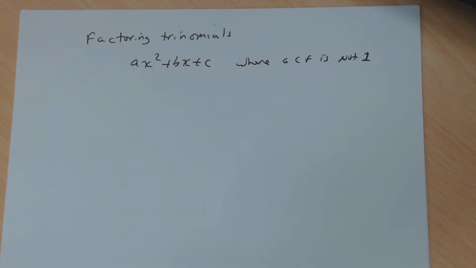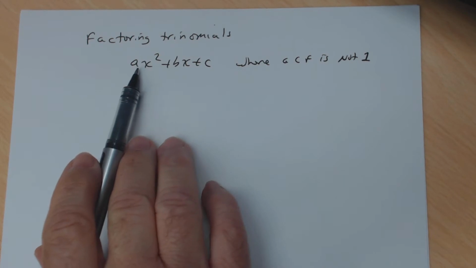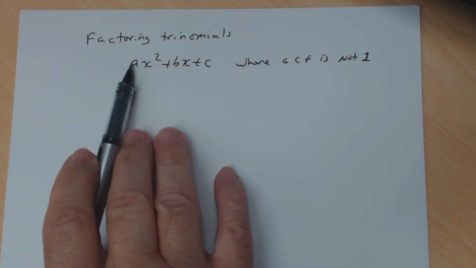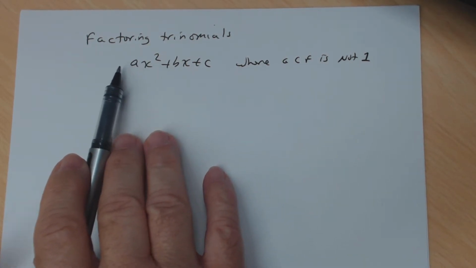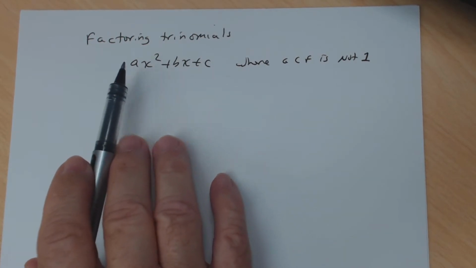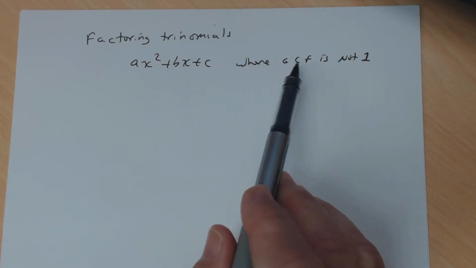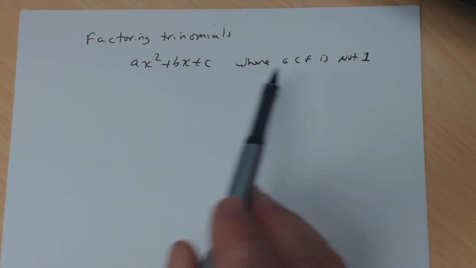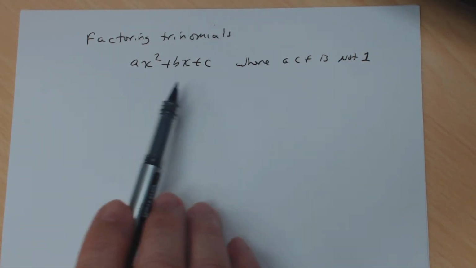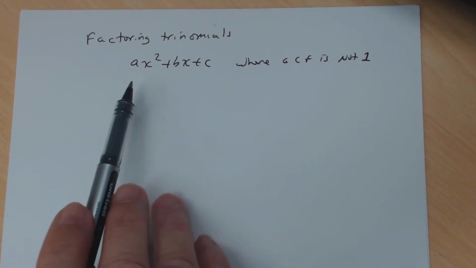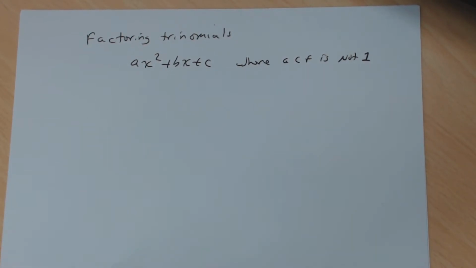Okay, so we're going to factor trinomials where the leading coefficient again is not 1. But in the previous two lessons, the GCF was 1. So in this lesson, the GCF is not 1. So remember, you have to factor out the GCF first before factoring the trinomial that's left.